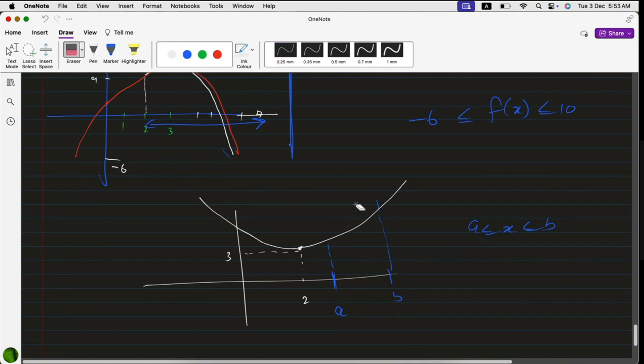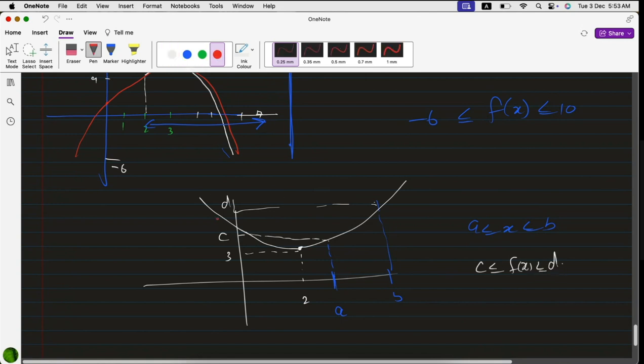The turning point is outside of them, so there is no need to check the turning point. I will just check what the value of y is at A. Let's say this is C and this is D. So I would say C is less than or equal to f of x, which is less than or equal to D.